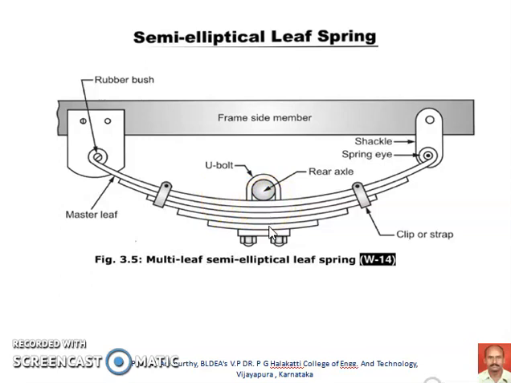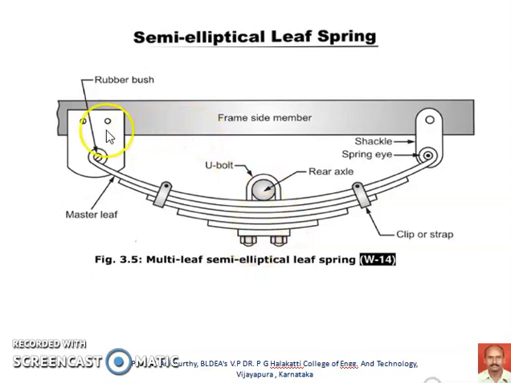You can see the number of blades are arranged, and the length of each blade gradually reduces from the first leaf to the second leaf, third leaf, fourth leaf and fifth leaf, like this in a multiple blade semi-elliptical leaf spring. So as the number of blades increases, the length of the blade gradually decreases, and it is designed on the theory of beams, so that the load will be uniformly distributed over the entire set of leaf springs.